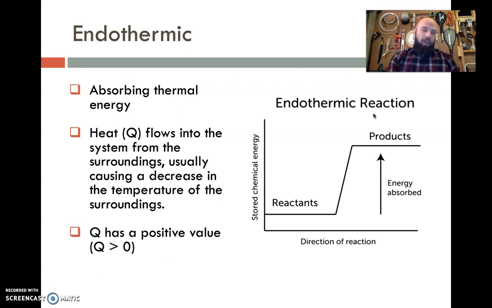Whereas in endothermic, all of that is reversed. Endothermic, I say think enter. The heat will enter the system, meaning you have more stored chemical energy in your products than you do in your reactants, and thus a positive Q value.